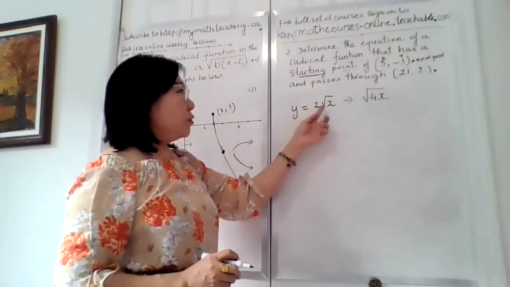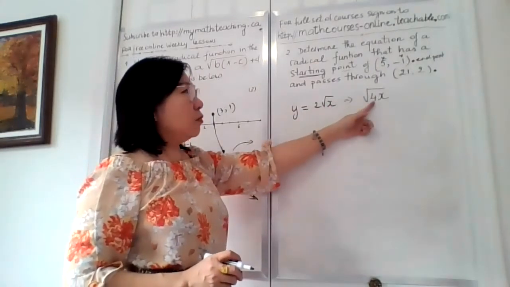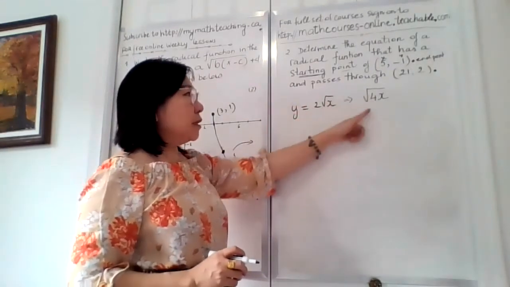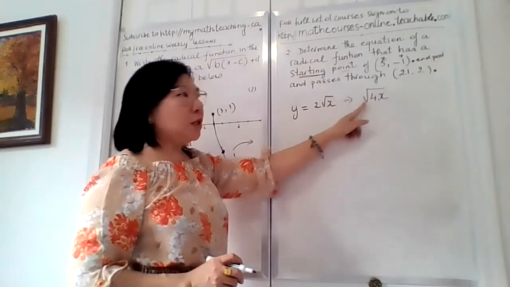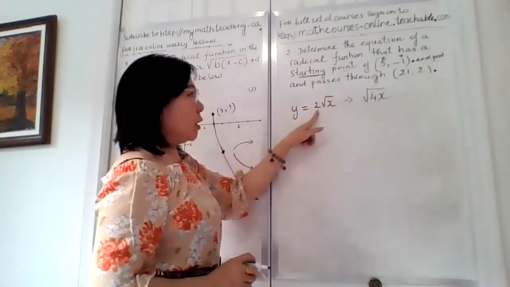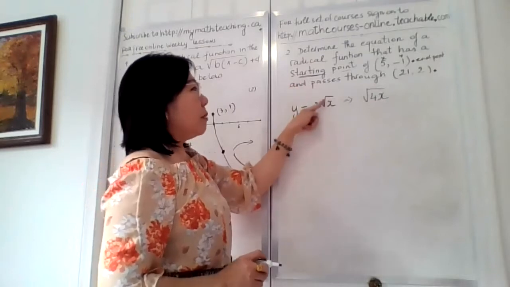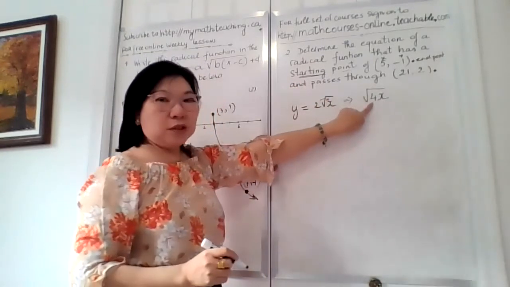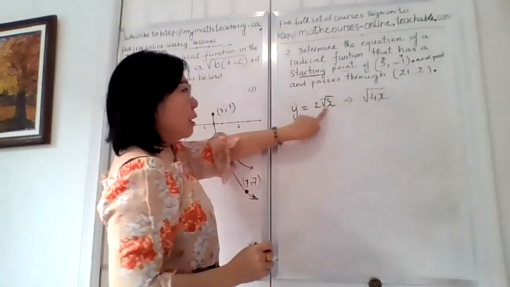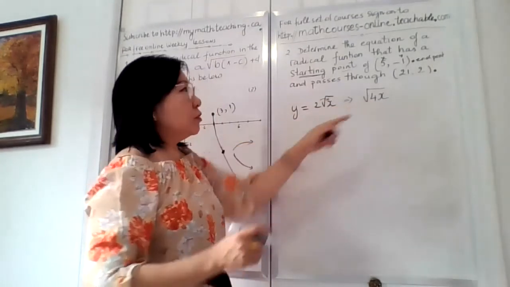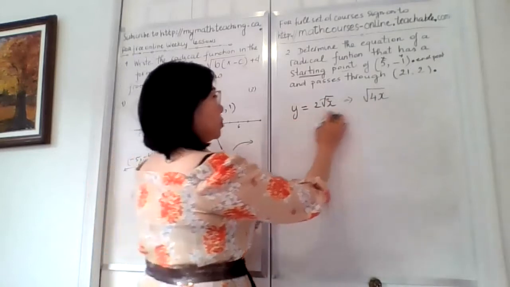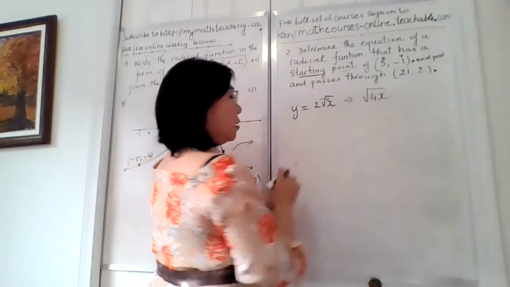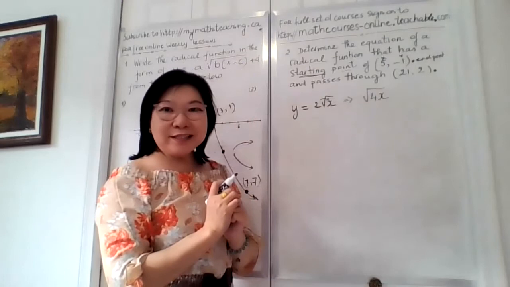When you bring the 2 inside the radical, all you have to do is compensate by raising it back to the power 2, because you took it out as the square root of 2. When you bring it back inside, you have to raise it to the power 2. So 2 to the power 2 becomes 4. So obviously, these two are exactly one equation with the same formula.